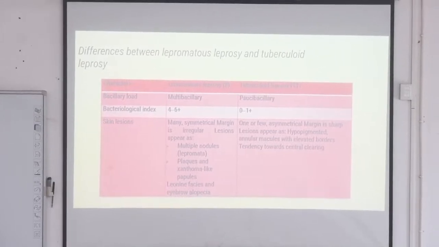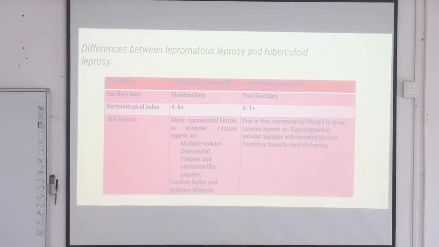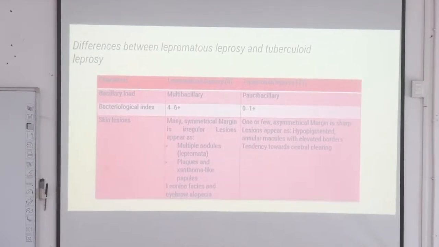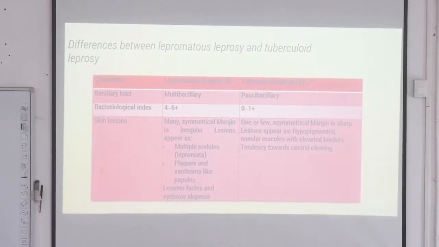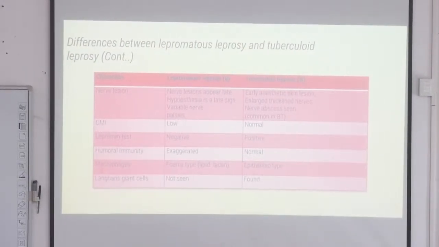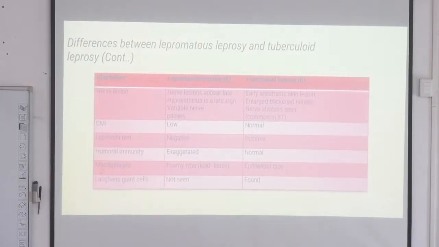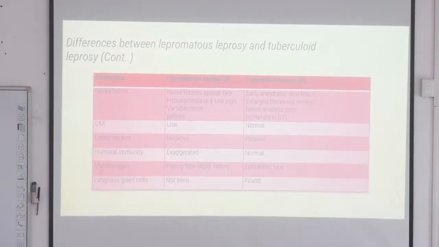But in lepromatous type, there are multiple nodules, maybe plaques and xanthoma-like papules, leonine face, and eyebrow alopecia. These are a few findings of lepromatous type. Next we go to the nerve lesion. The main involvement of leprosy is involvement of the nerve. Nerve lesions appear late, and hypoesthesia is a late sign in lepromatous type. But in tuberculoid leprosy, early anesthetic skin lesions, enlarged thickened nerves, and nerve abscess can be seen.